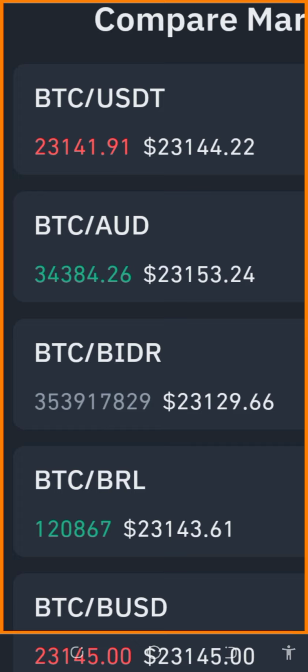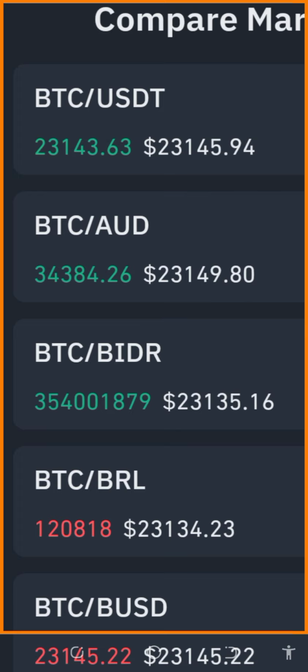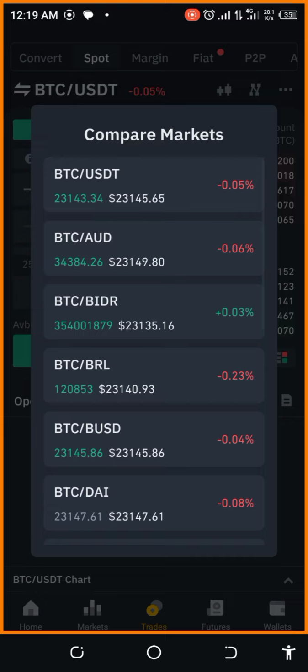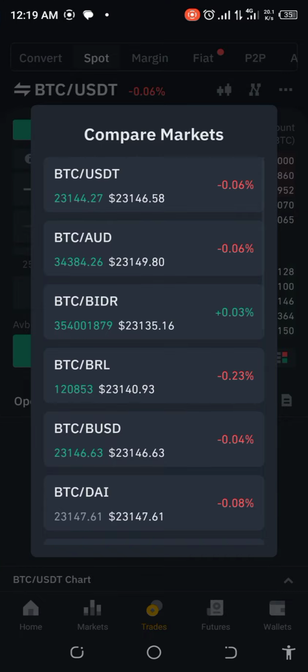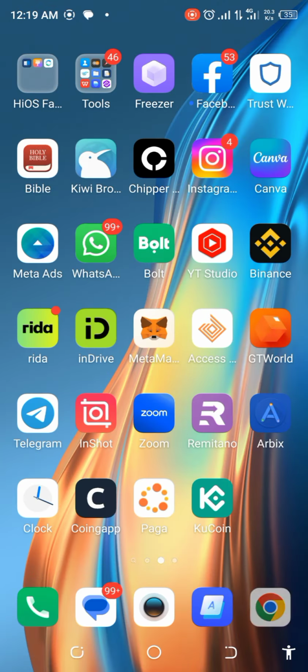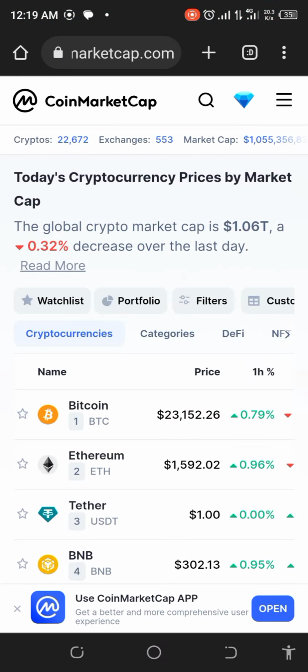We have BTC/USDT. This is the price, 23,145. You can see it's changing. BTC/AUD is 23,147. So you can see that this is how you take advantage of the price differences to get your triangular arbitrage done. So let's go over to CoinMarketCap so that we can understand how this works.